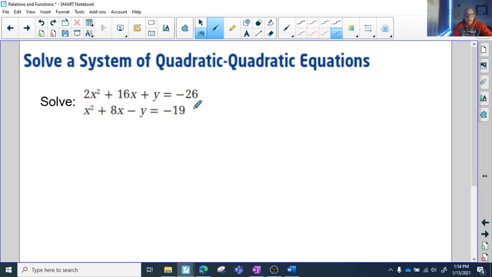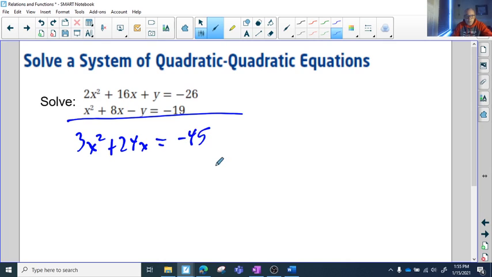So now you got a quadratic and another quadratic. This one you could eliminate if you wanted. Just put a line underneath that, and let's add these. So I'd get 3x squared. 16 and 8 is 24x. Will eliminate the y's. Add these, I will get a negative 45. If I add those, it would be negative 45, correct. And now solve this equation. It's only got one unknown in it. It's got an x squared and an x, so it's quadratic. Set it equal to 0.